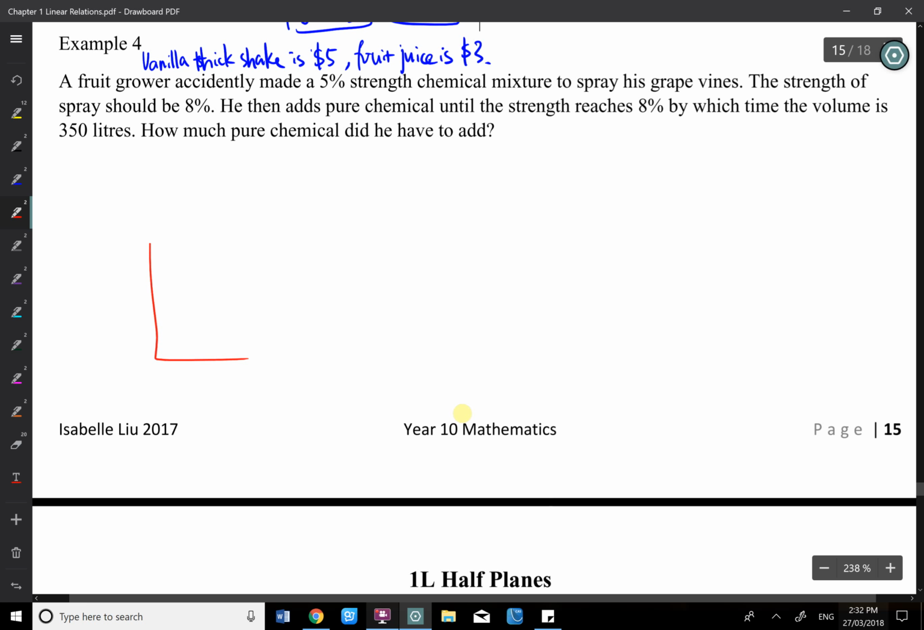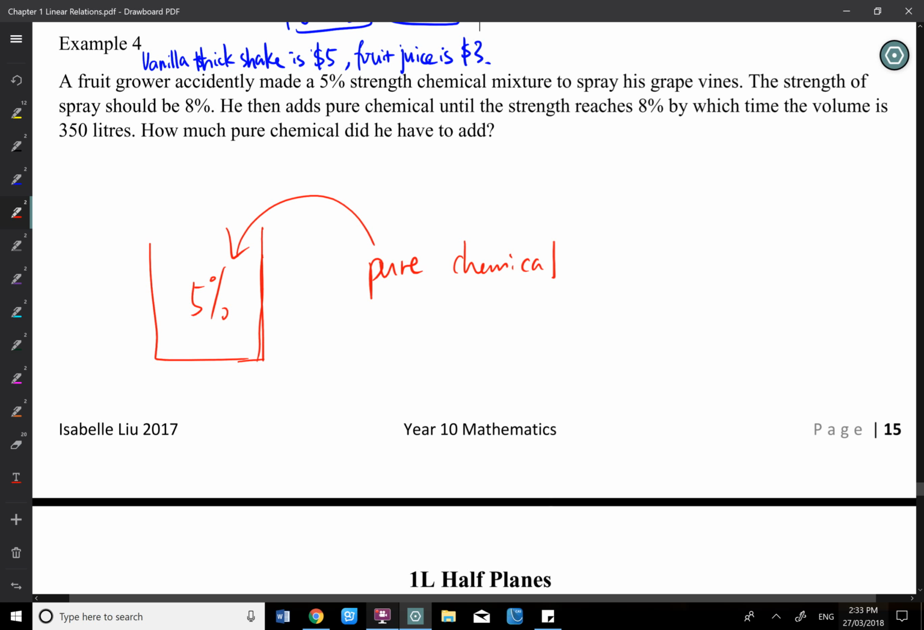This is the 5% strength chemical. I don't know how much we have. That's the 5% one. I add pure chemical into that. What has been increased? The strength, yes. Anything else? The amount of chemical, yes. And the volume in total increased as well.